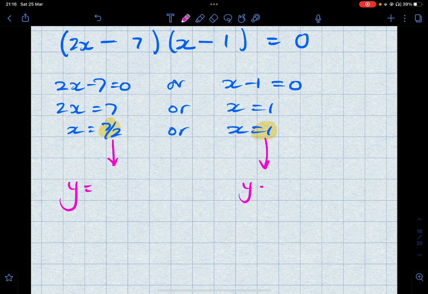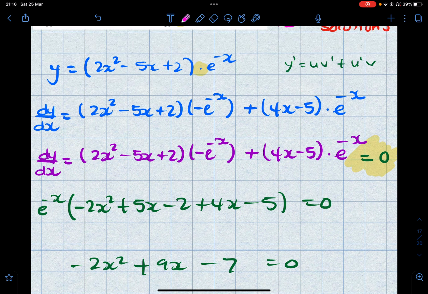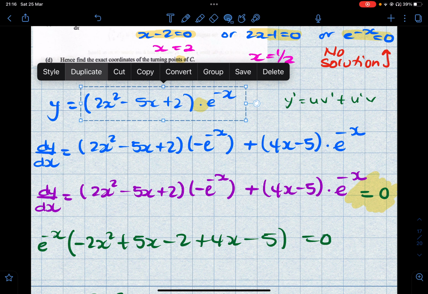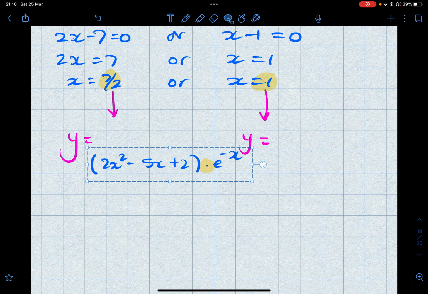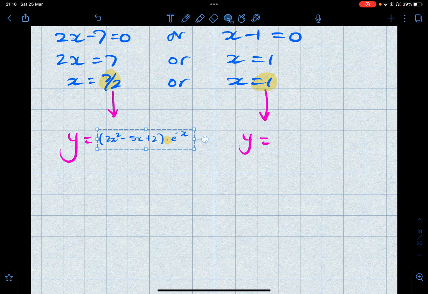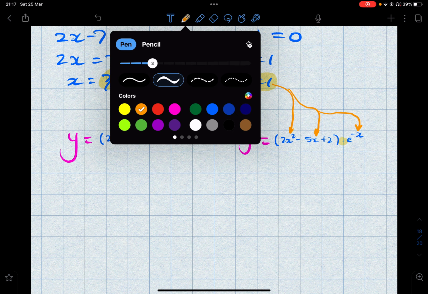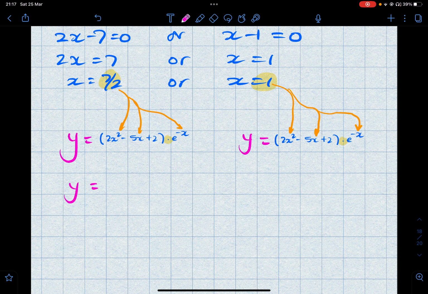How would we find y? Well, we have the equation for y. We just need to put the numbers in. So all you'd need to do is put that there, and again there, and you would replace x with 7 over 2, and here you'd replace x with 1. So that's something for your calculator. Let me try that.